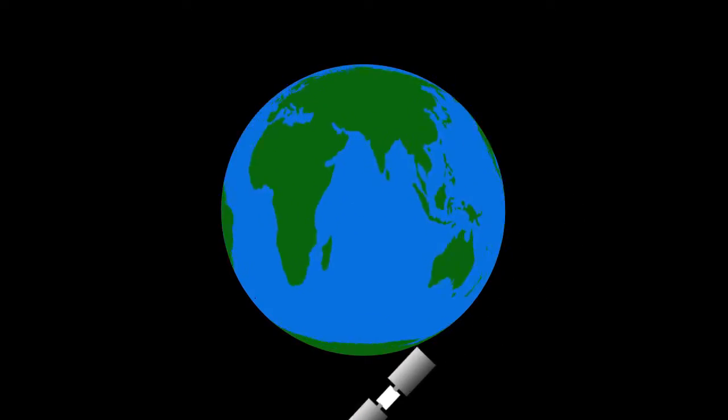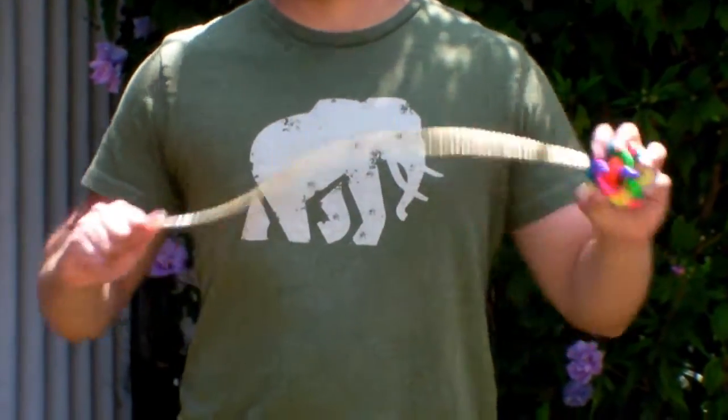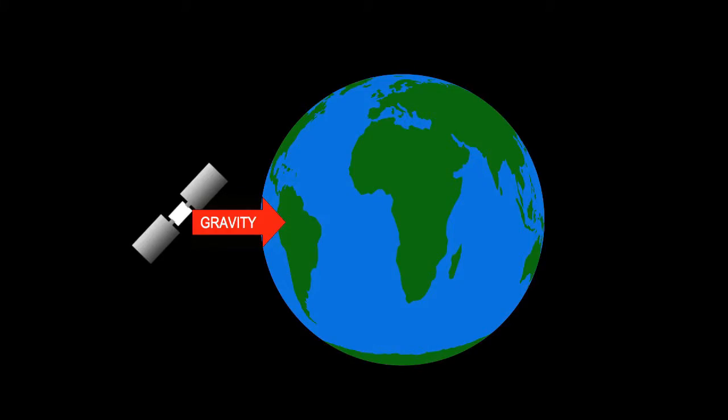When I swing this ball through the air, it'll maintain its circular orbit due to the centripetal force acting upon it, much like a satellite orbits the Earth. This force comes from the tension supplied by the string. But for a satellite, this comes from the Earth's gravitational pull.